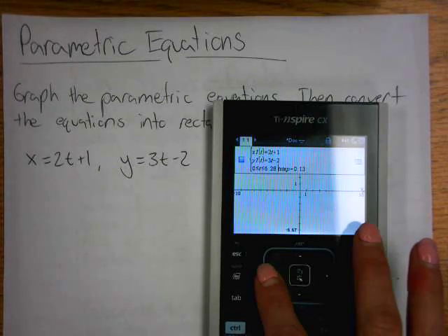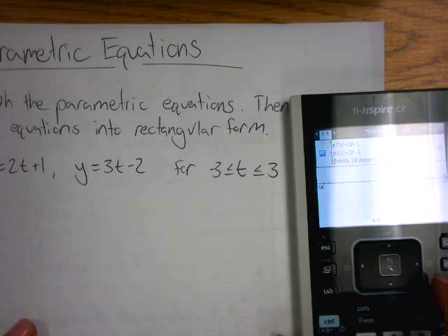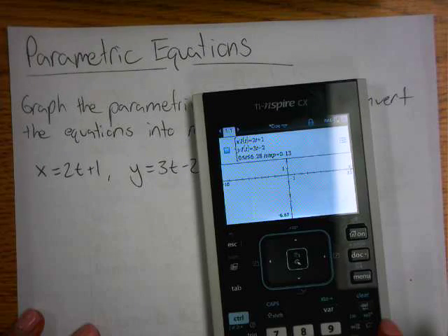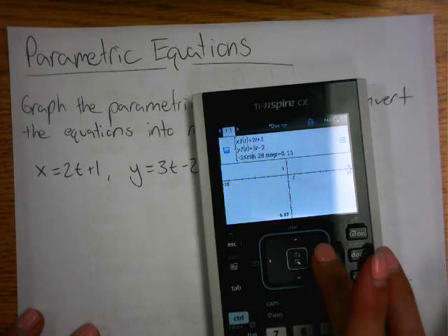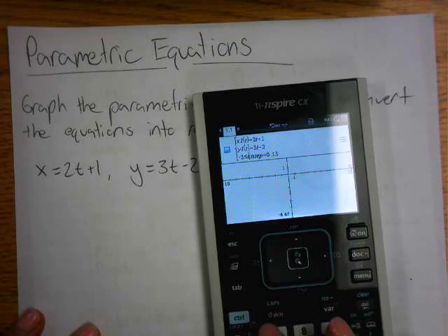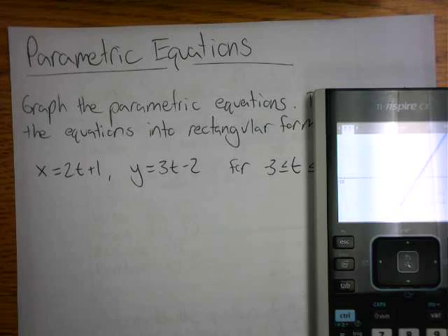Now it's really important also to pay close attention to your interval for your t values. So we're going between -3 and 3. So I also need to adjust those right here. So I'm going to say from -3 to 3. Oops. -3 to 3, sorry about that. Okay, and then I'm going to press enter and graph.